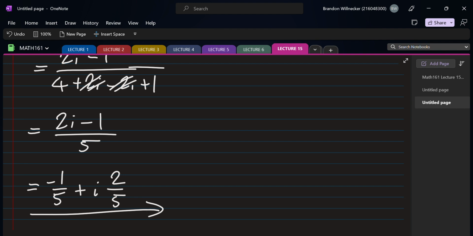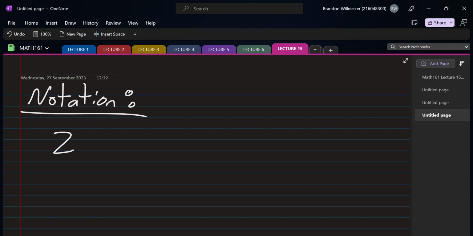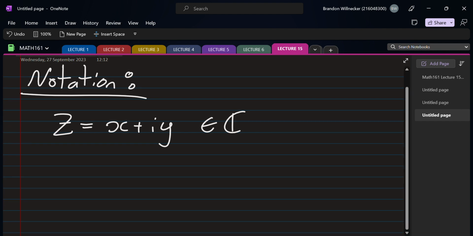Okay, before we get to the homework, I just want to introduce some notation that we'll be using from now on. So, notation. Given a complex number z, we can write that as a plus ib or x plus iy. So we have some real parts and some imaginary parts. Okay, and this is a complex number.